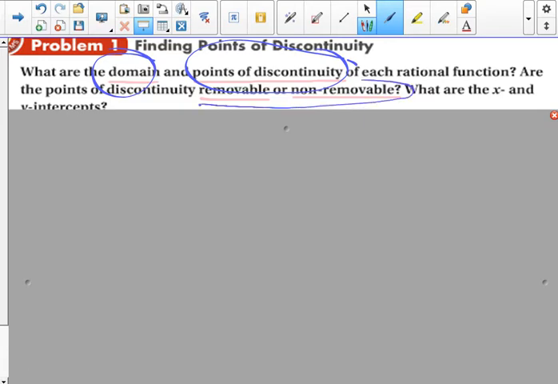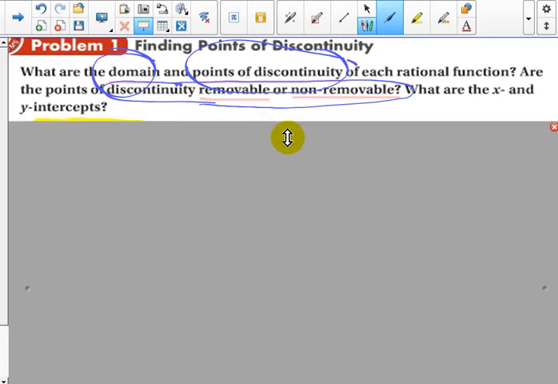Is it removable or non-removable discontinuity? And then what are the x and y intercepts? And I haven't talked about those yet. I'll just teach those as we hit it here, okay? I had a slide, but I deleted it by accident, and I haven't had a chance to put it back in. So I'll just teach it as we get there.